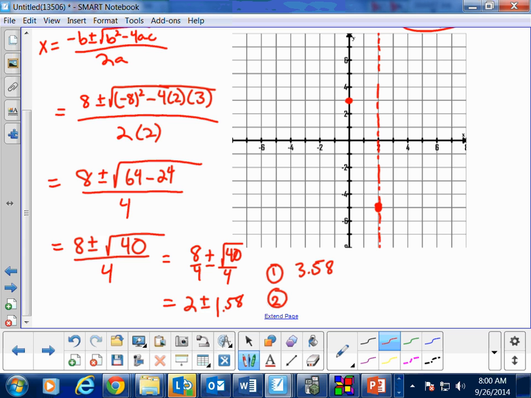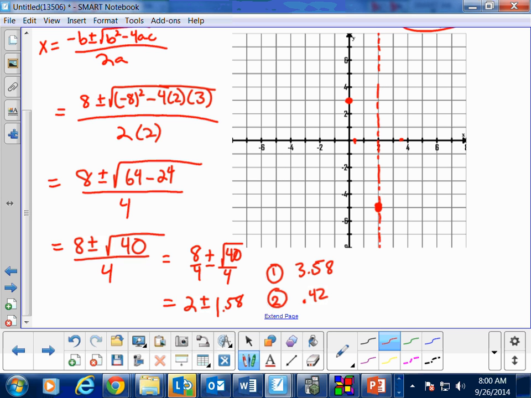So let's go ahead and write down our 2 intercepts. 0.42 is about here. It looks about right. And the other one is 3.58, which is here. So far, pretty good as far as what we're doing.